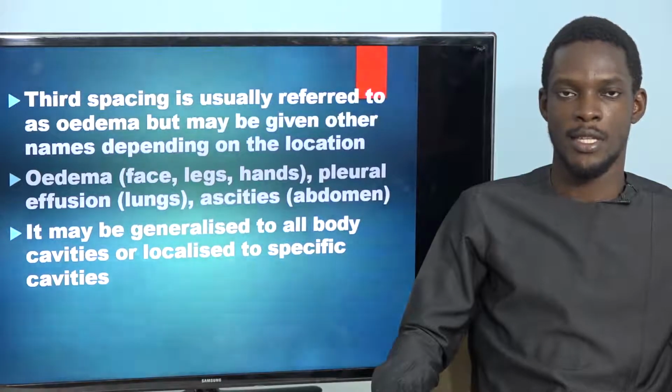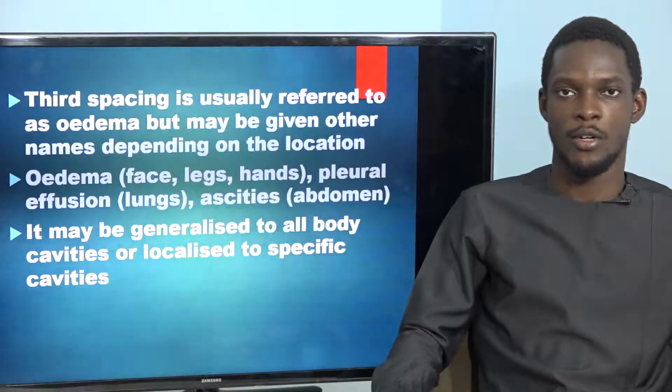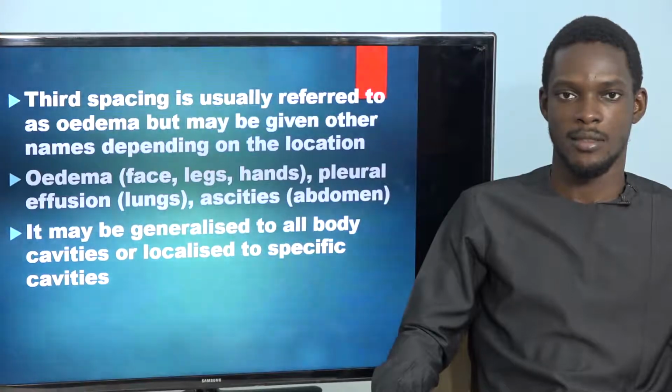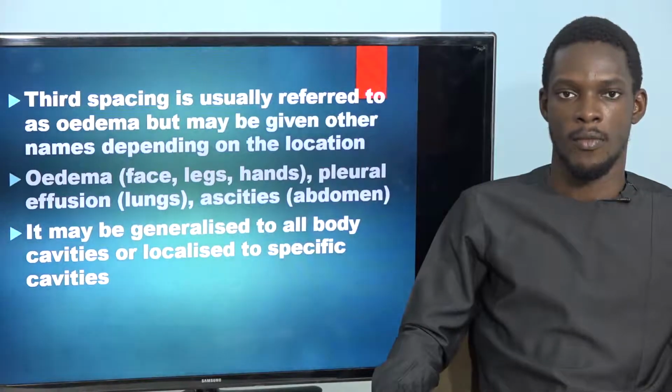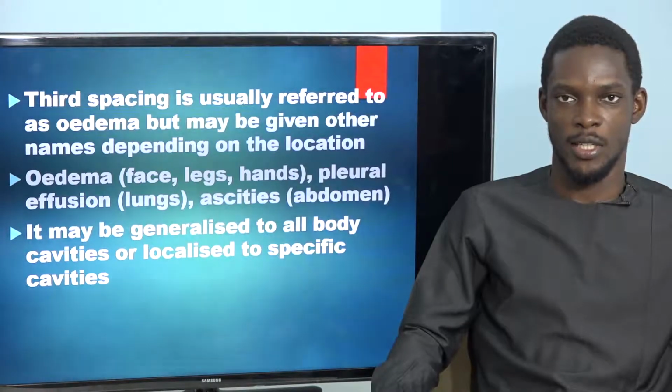When edema occurs in the lungs, it is known as pleural effusion. When edema occurs in the abdomen, it is known as ascites. Third spacing may be generalized all over the body or may be localized to a specific organ or to a specific cavity within the body.